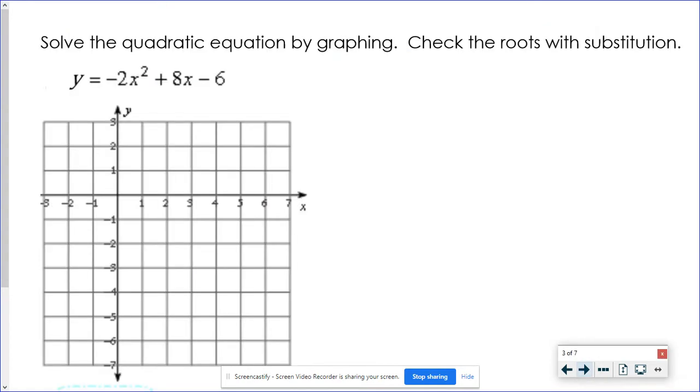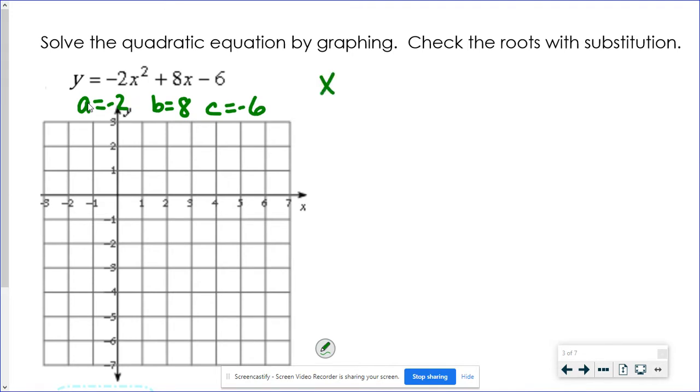So we have done quite a bit of graphing now. We are going to find our vertex, make a table of values, get the graph, and then from the graph, we want to find the zeros, find where it crosses the x-axis, and we can check those then with substitution if you'd like. So the first thing I need to do, I'm going to start with a is -2, b is 8, c is -6.